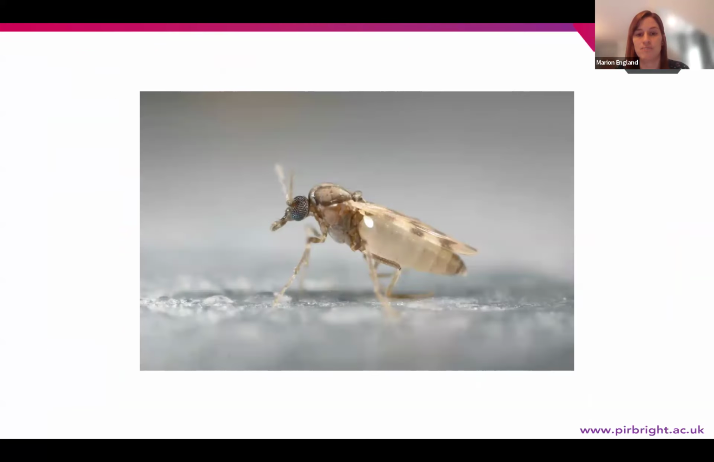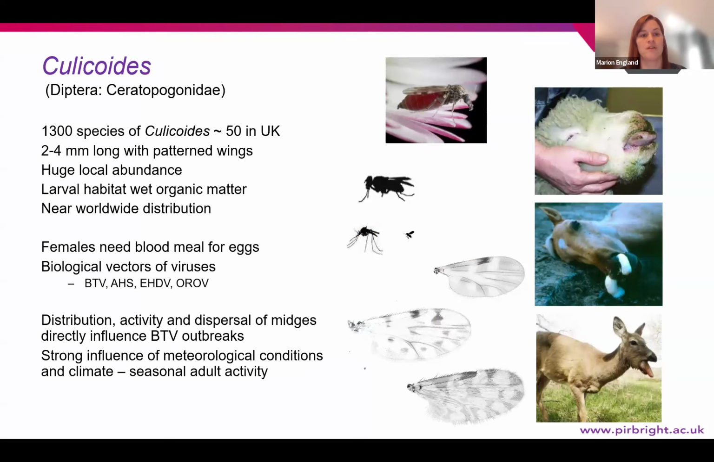So this is the culicoides midge. It has a little wing pattern. It's very tiny, and I absolutely guarantee you will have been bitten by one at some point, probably many times. There are about 1,300 species in the world, and in the UK we have about 50 different species. They're 2 to 4 millimeters long, and the pictures in the middle just show the relative size of the midge compared to a housefly and a mosquito. They're hugely locally abundant, with billions upon billions on a single farm. And they're found pretty much everywhere in the world, apart from Antarctica, New Zealand, and Hawaii, allegedly.